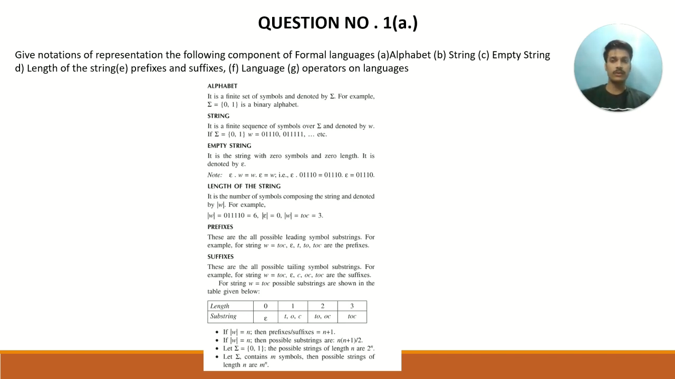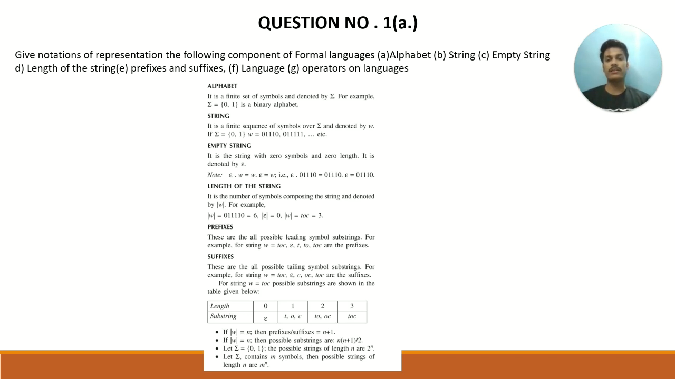A string is a finite sequence of symbols over the sigma and is denoted by w or omega. Empty string: it is the string with zero symbols and zero length. It is denoted by epsilon. Length of the string: it is the number of symbols composing the string and is denoted by omega under the modulus.